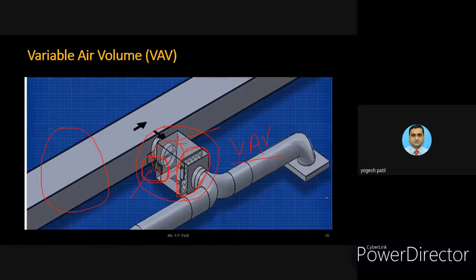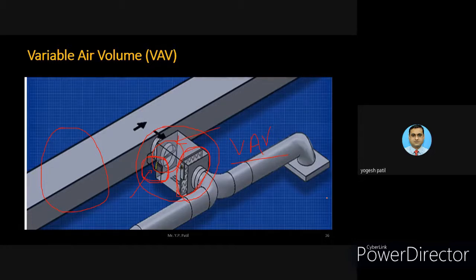Actually, these VAV systems are very common in offices. The main purpose is that VAV systems supply variable airflow. Variable airflow means that the flow we can control, but at constant temperature. The airflow we can change, but the temperature remains constant. So VAV stands for variable airflow, not at different temperature but at constant temperature.